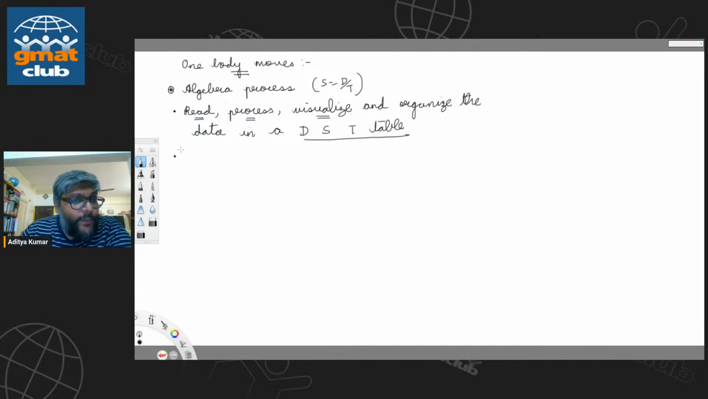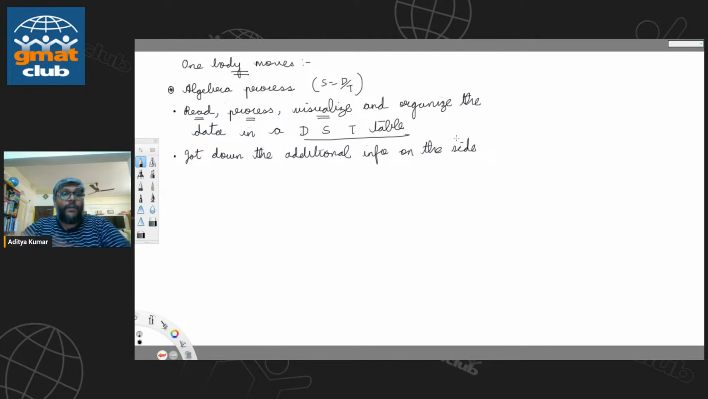Whatever additional info they are giving you, which cannot be put inside the table, jot down on the side. They'll tell you that the total distance traveled is 12 kilometers, or they'll tell you one person took half an hour more than the other person. So whatever additional information they're giving you, in addition to information about distance, speed, and time, jot it down at the side of the table.